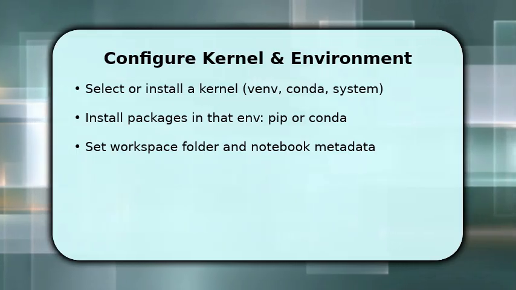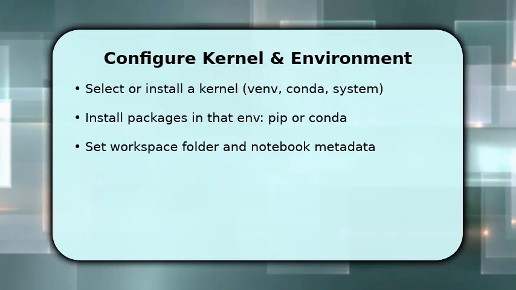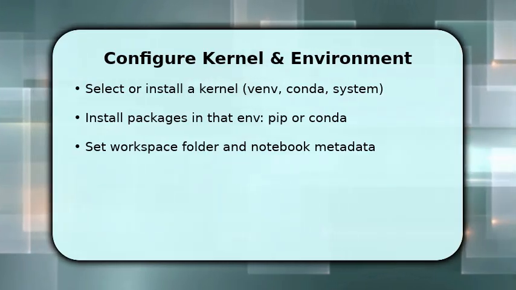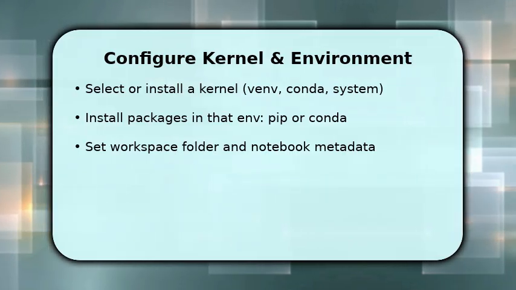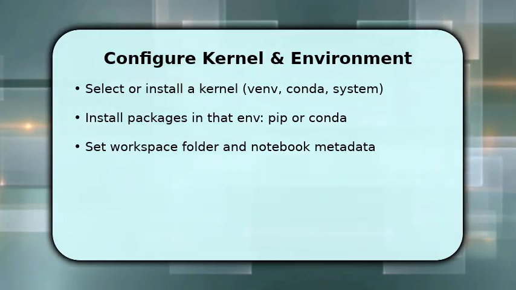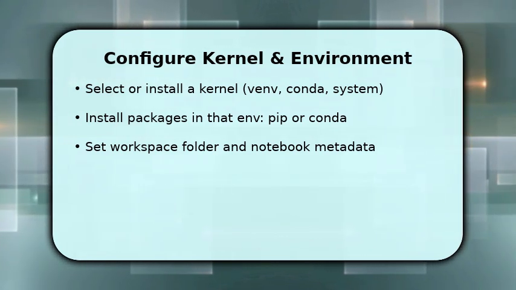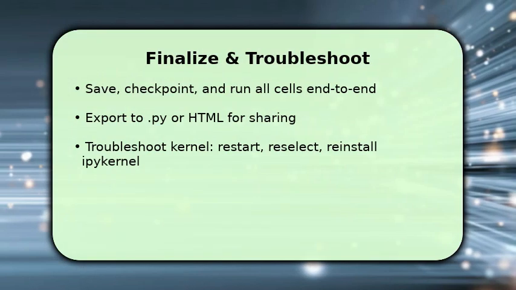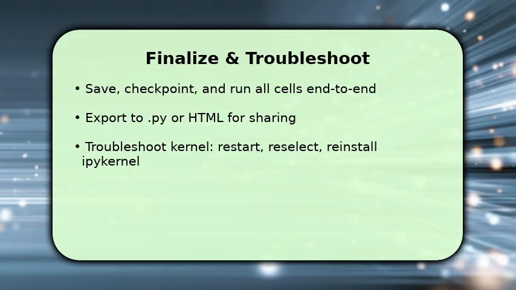You can create cells, run them with Shift plus Enter, and reorder outputs. Make sure workspace settings point to your project folder and adjust notebook-specific settings for linting, autosave, and formatter behavior so collaboration and reproducibility stay intact. Finish by running Run All to validate the notebook end-to-end. Save and create a checkpoint. Export to Python script or HTML for sharing or CI consumption.